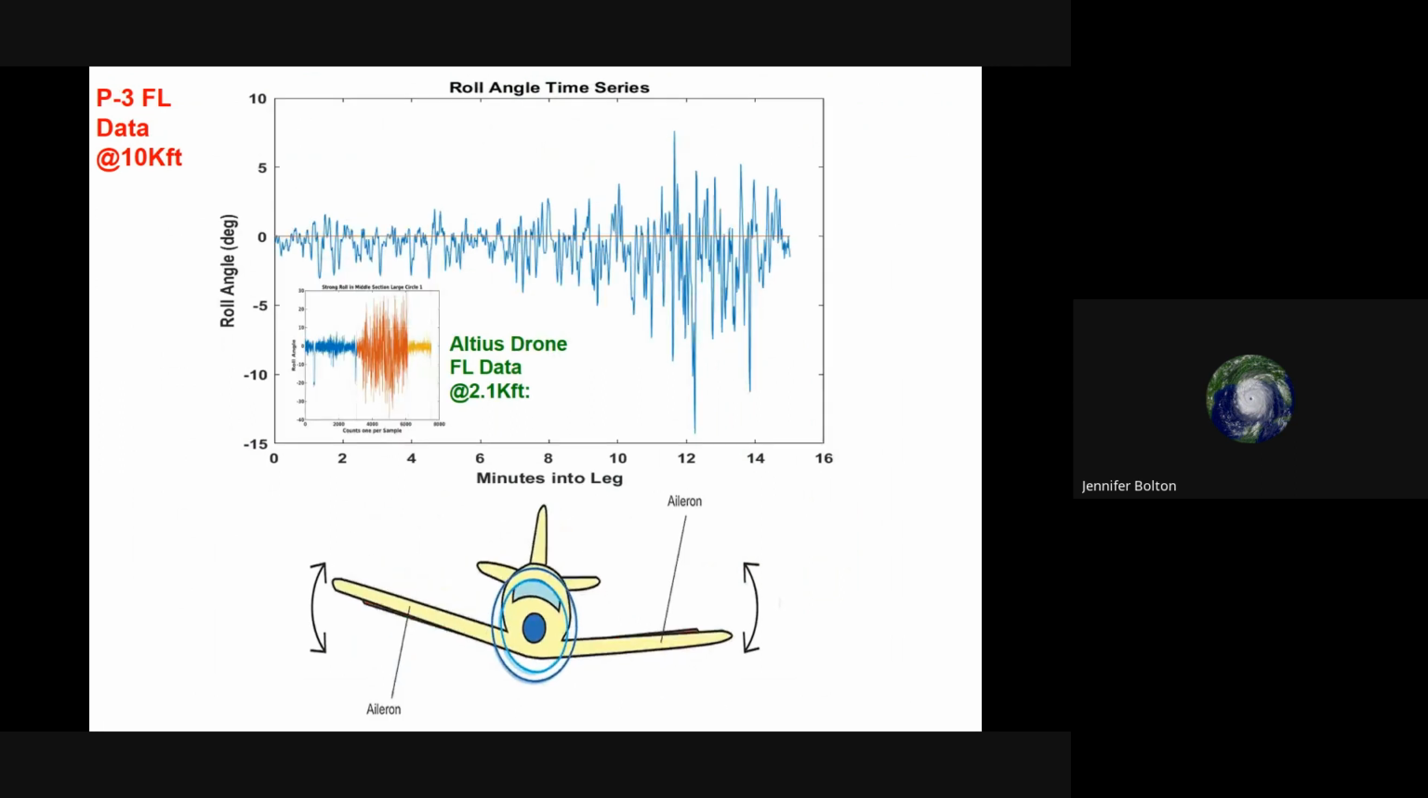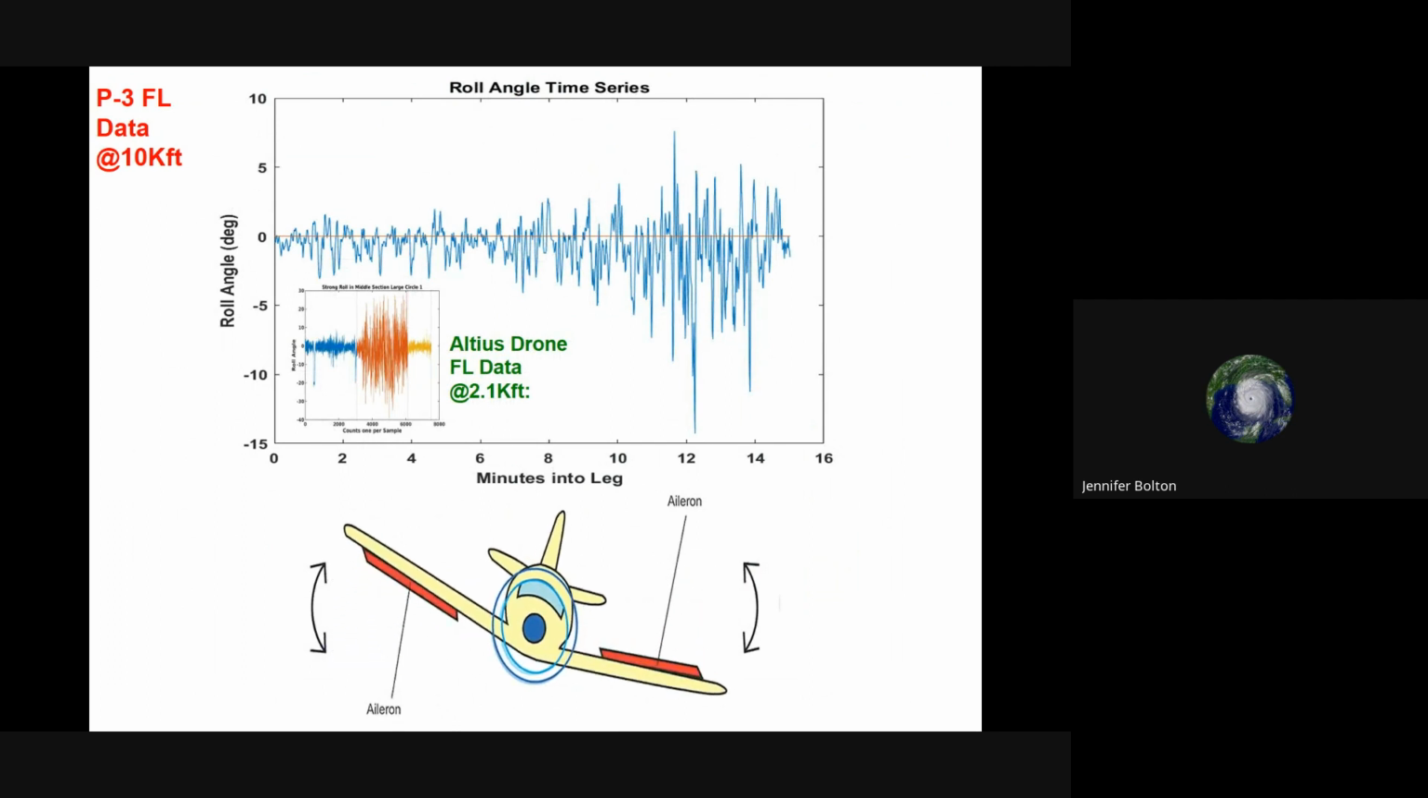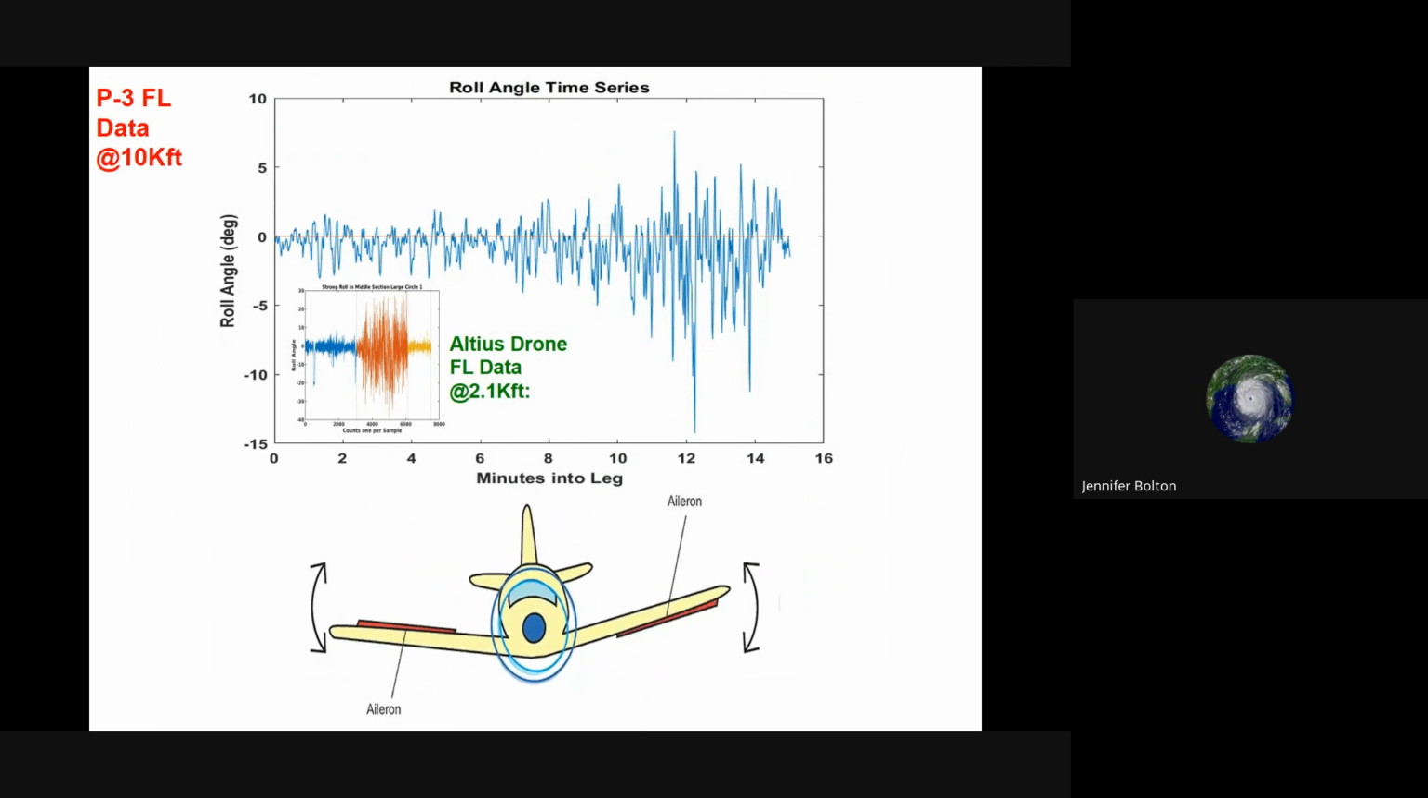This is roll, self-explanatory. A lot of roll here too. You can see that it's in minutes on the bottom there. So you can see in less than 30 seconds, we go from a +6 degree roll to a -15 degrees. So that's a lot. And the drone was even more.